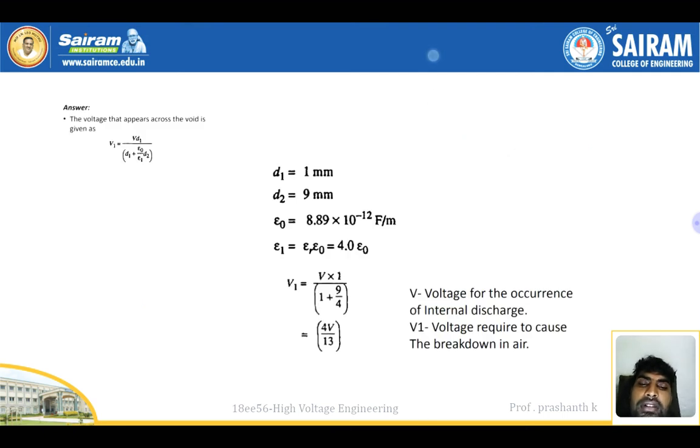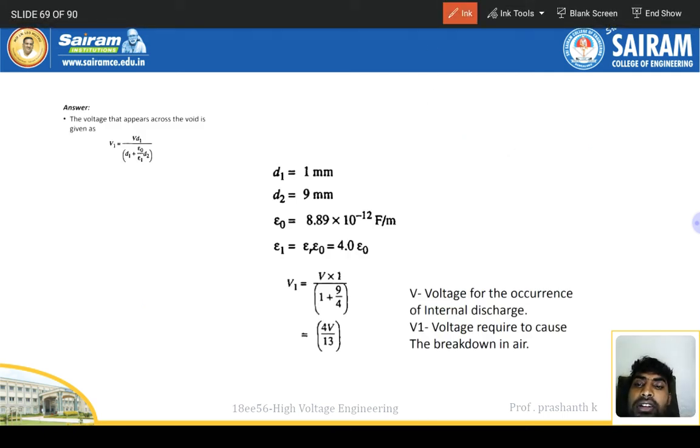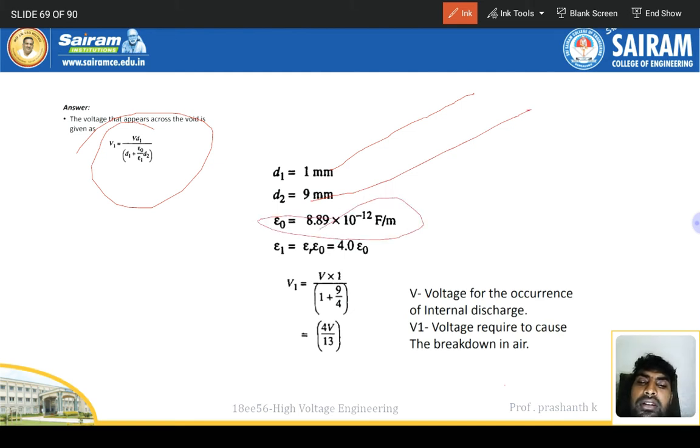See, the answer is like this. The voltage appearing across the void is given as V1 is equal to, this is the formula, V D1 divided by D1 plus epsilon naught divided by epsilon 1 into D2. D1 is given as 1 millimeter, D2 is given as 9 millimeter, and epsilon naught is 8.854 into 10 raised to minus 12 farad per meter. Epsilon is equal to epsilon r into epsilon naught. So epsilon r, the relative permittivity, is given.